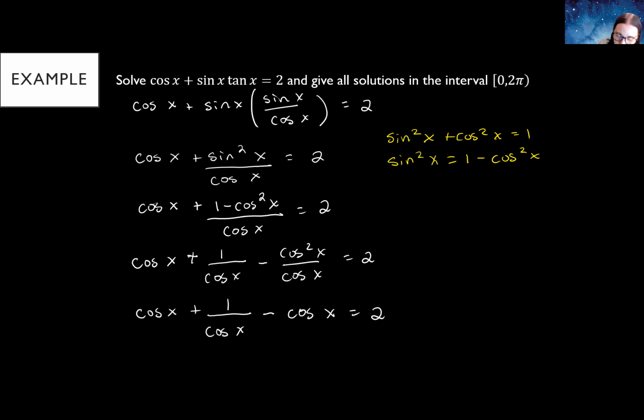So now notice that we have a cosine x and we have a minus cosine x. Those are going to cancel out and we're going to be left with 1 over cosine x equals 2. So I'm just going to go to another slide here. I have 1 over cosine x equals 2. But we want cosine x, we don't want 1 over. So you can take the reciprocal of both sides, and that will give you cosine of x equals 1 over 2.